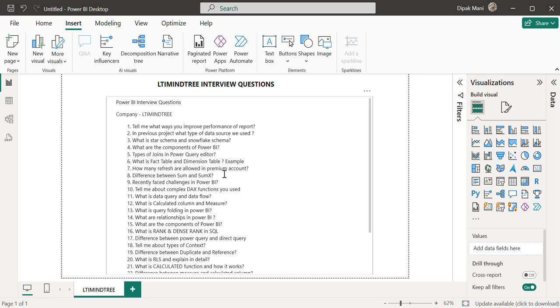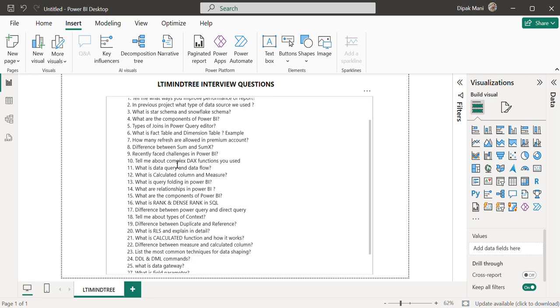How many types of refreshes are allowed in a Premium account? You know that in a Premium account there are 48 scheduled refreshes per day. We can do that because there is an advanced version, and many more features we can use in the Premium account. Difference between SUM and SUMX. Recently faced challenges in project.